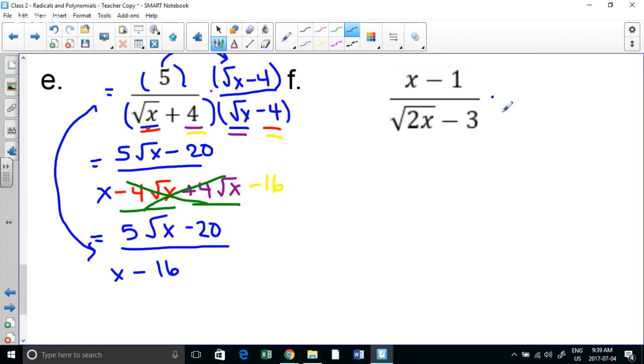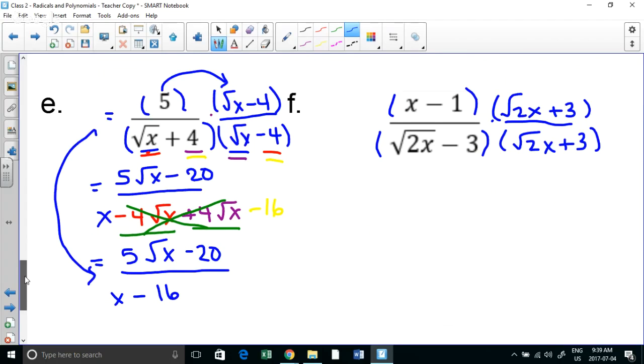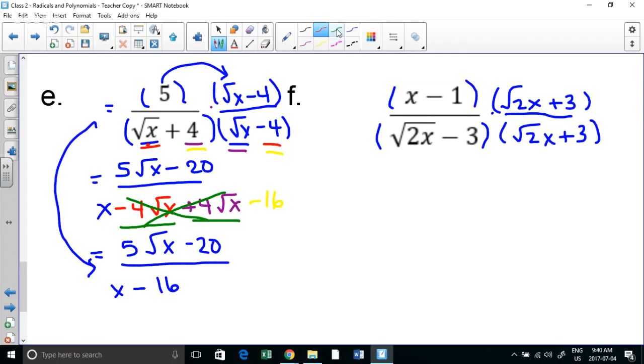All right, let's take a look at this together. Even if you're not done, you can either try to finish it by yourself or just jump in with us when you have a chance. Same idea. Conjugate, root of 2x plus 3, top and bottom. This one becomes a little bit more complicated, because on the top, you also have to do that foiling thing. So we'll do that first.